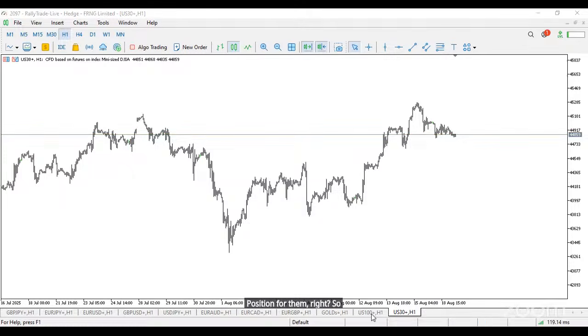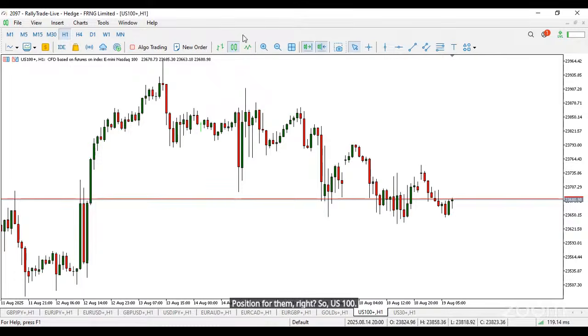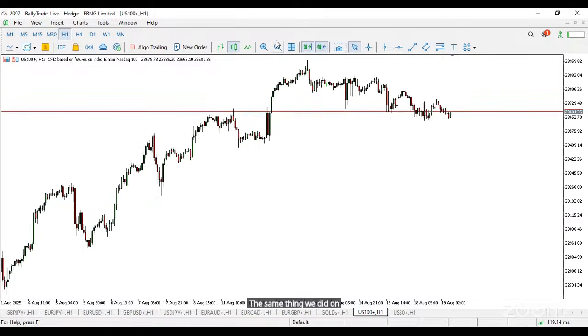So for US 100, the same thing we did on US 30, you can do the same for US 500, and also for US 100. Any of these pairs, you can use the same approach. The one major difference about them is that their peak values are different.